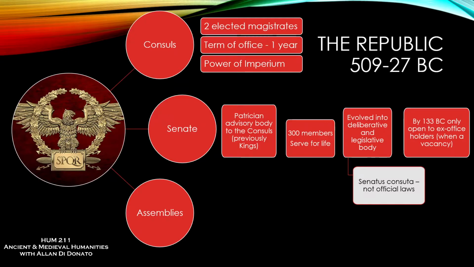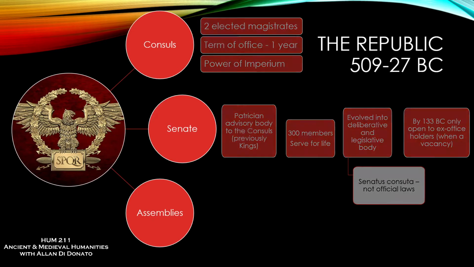They eventually evolve into a deliberative and legislative body over time, and it generally is a body of about 300 members that serve for life. And they could actually institute things called senatus consulta, which were not official laws, but carried sometimes the weight or authority of a law. Okay? The office by 133 BC is open to ex-office holders only, after a vacancy emerges. But they're going to be really important, and there's going to be kind of a struggle between the Senate and various generals in the late Republic that's ultimately going to lead to the collapse of Rome, though the Senate will continue on long after the Republic is over.